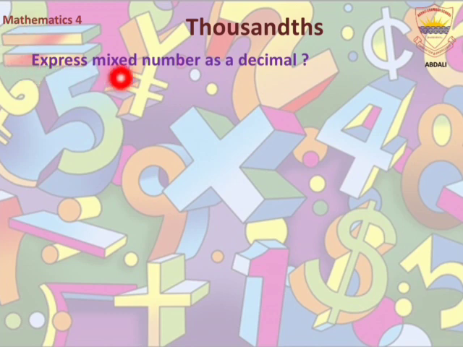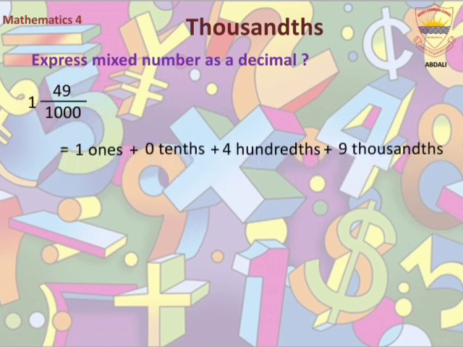Express the mixed number as a decimal. Now we express the mixed number as a decimal. 1 whole 49 by 1000. A mixed number is a combination of a whole number and a proper fraction. Firstly, we write it with its place values. The 1 whole place value is 1 ones.